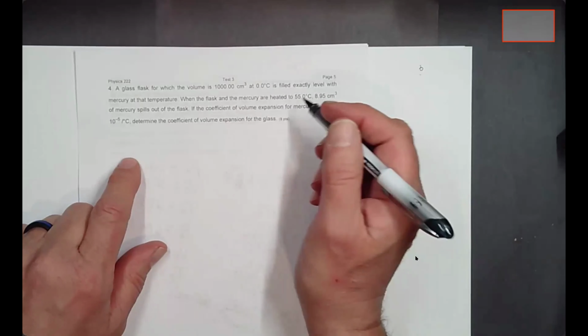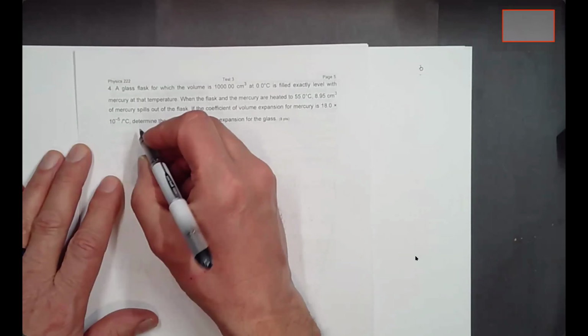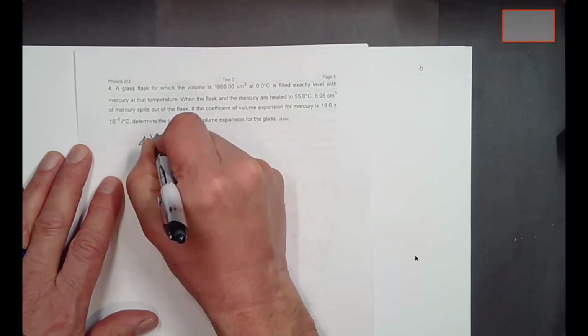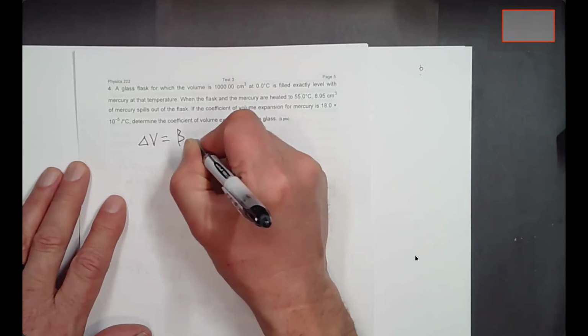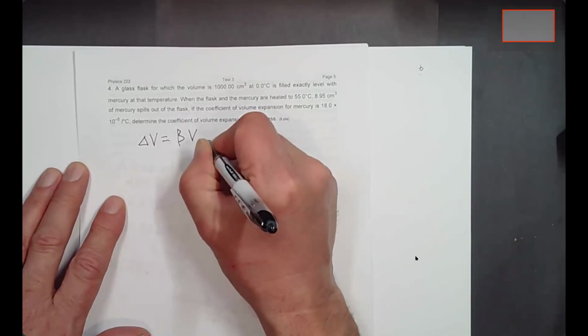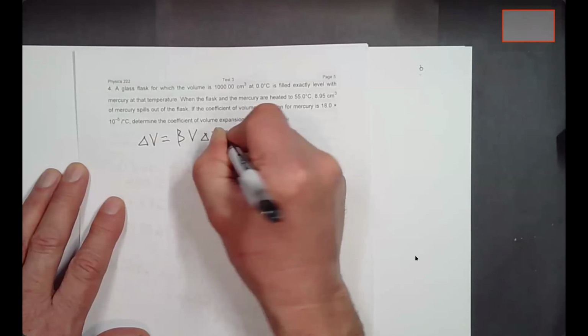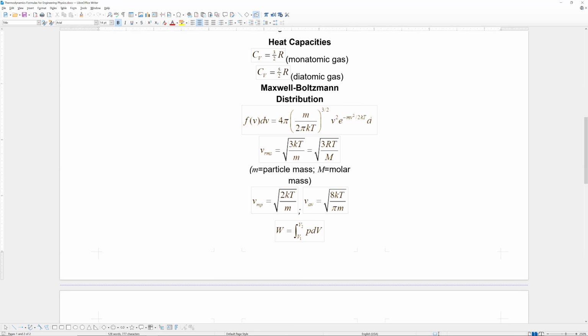Okay, well, here's the formula for volume expansion. It happens to be delta V is equal to, in this case, beta V delta T. And that formula should be somewhere on the formula sheet. I'll switch over to there really quick, but I'll try to remember to come back to this. Anyway, I think that would be on the top of this column.